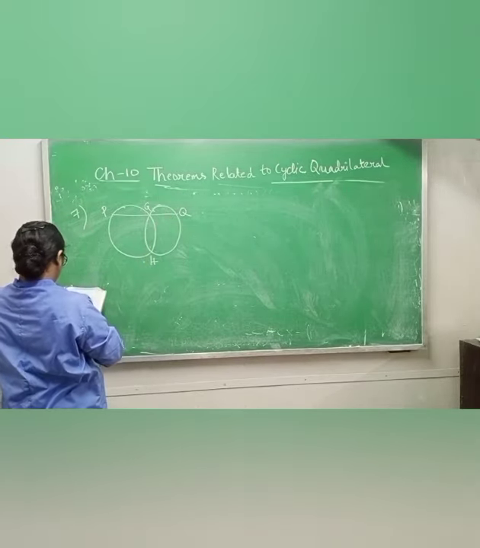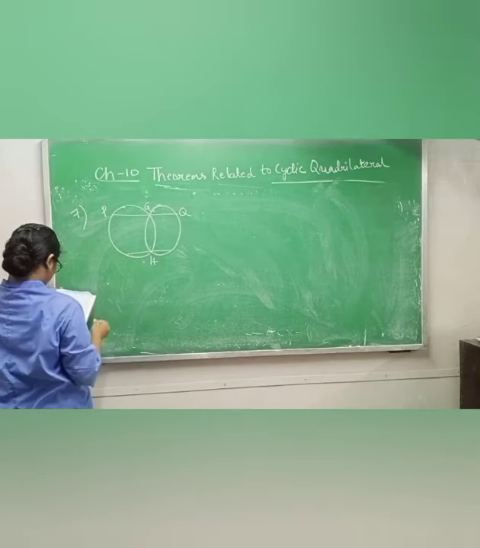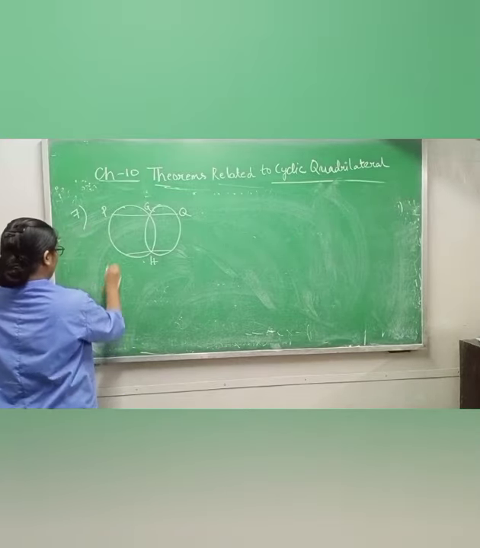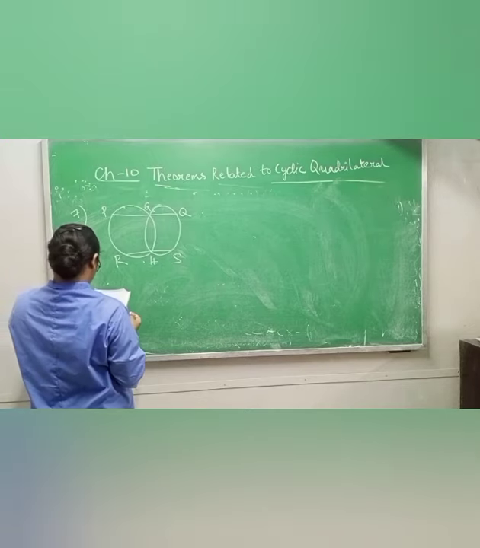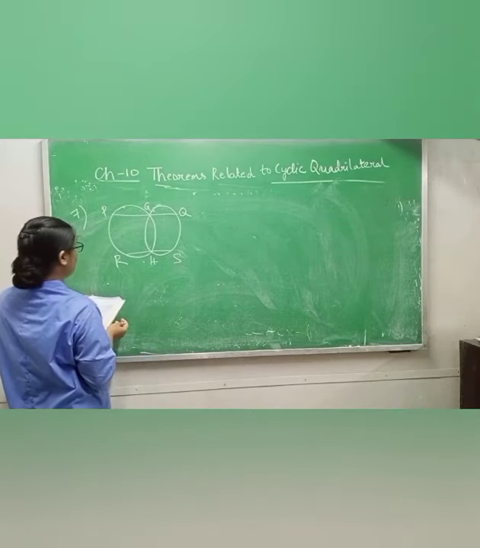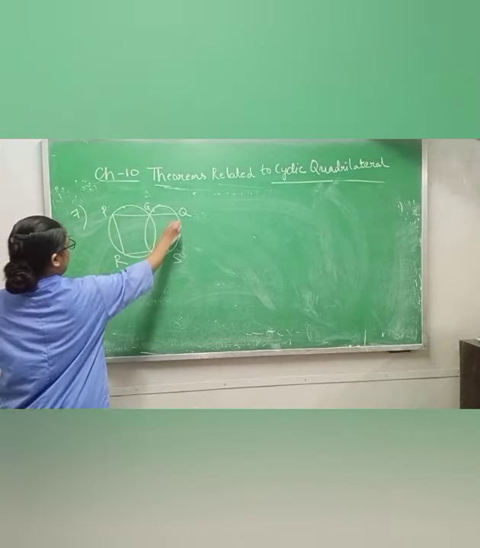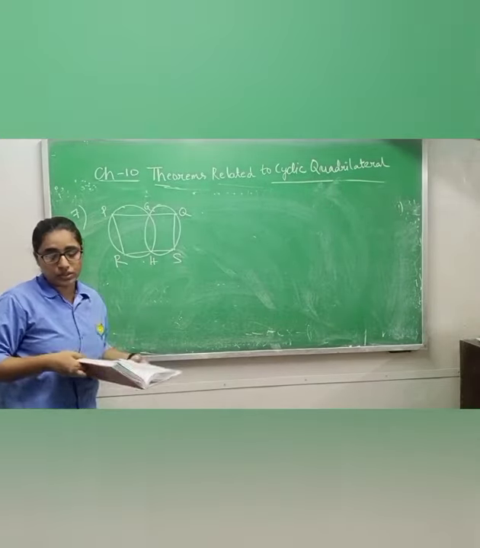And a straight line through the point H, again one straight line, which intersects the circles at the points R and S. Okay. Let us prove that PQ is equal to RS. We have to prove this one.